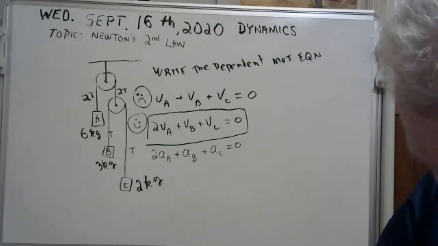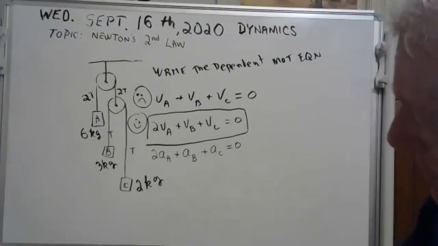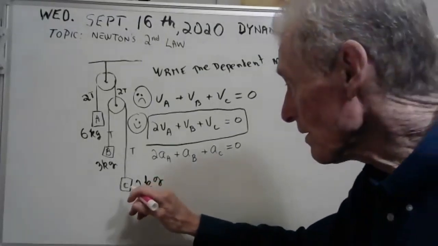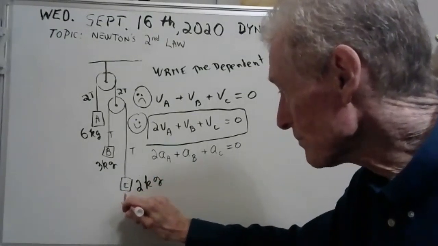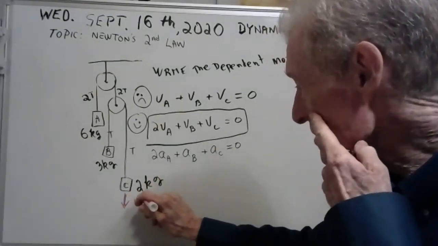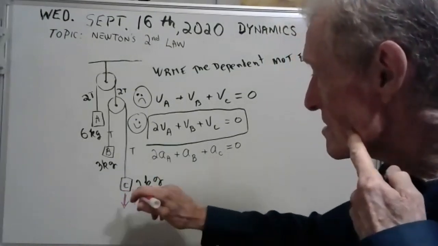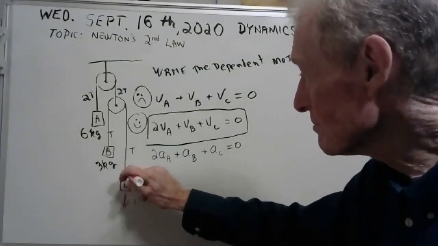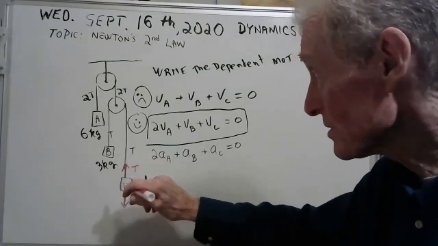The next step is we need to get our red pencil out and we need to put our forces on here. Now this one here is going to have a 19.62 newtons and a tension going up, but I don't know what the tension is.